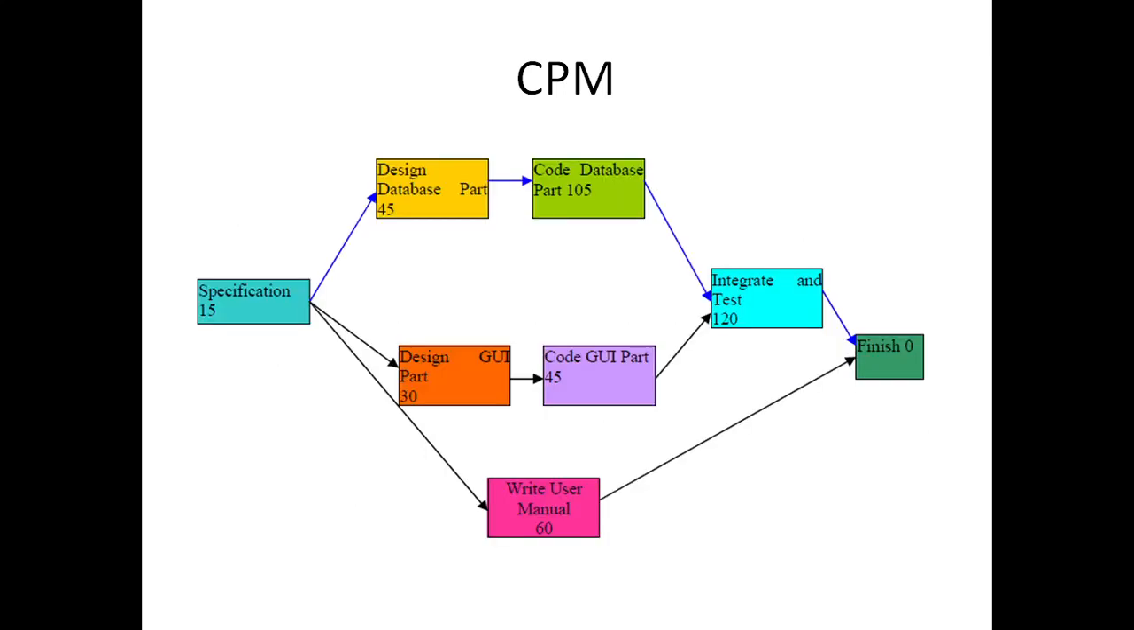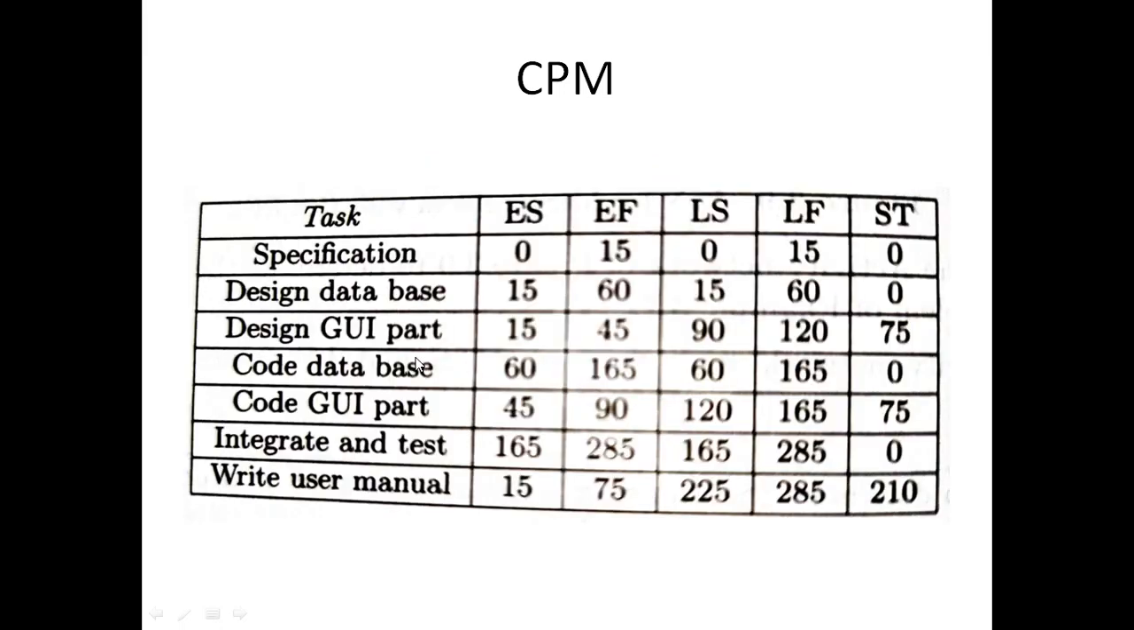So this is the activity on network diagram. We have already seen this diagram. From this we can draw the CPM. What you have to do is calculate the ES, that is earliest start time, earliest finish time, latest start time, then the LF, that is the latest finish time, and slack time. So these are the times that are used in CPM.